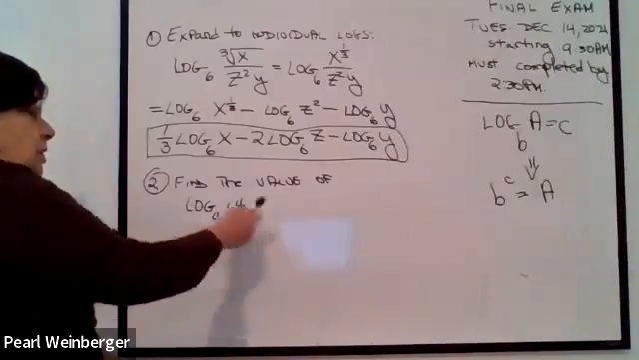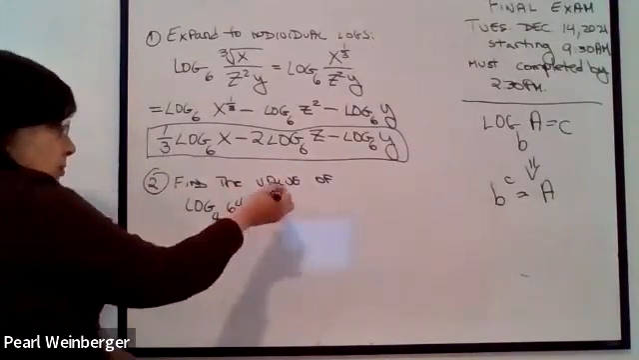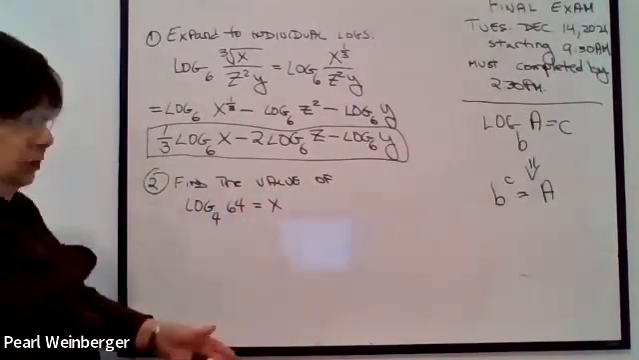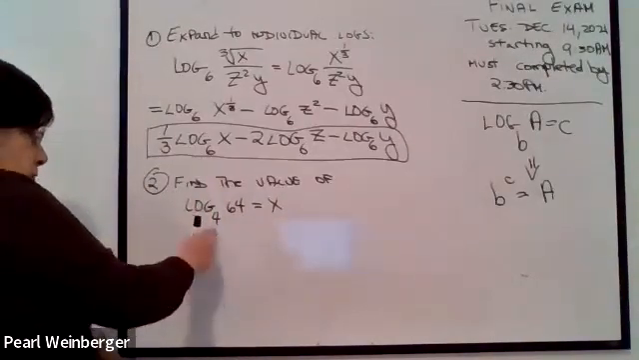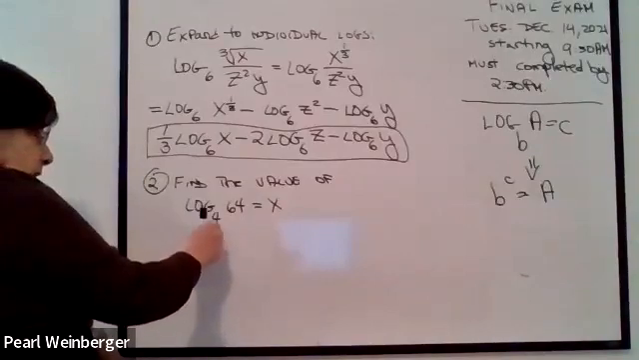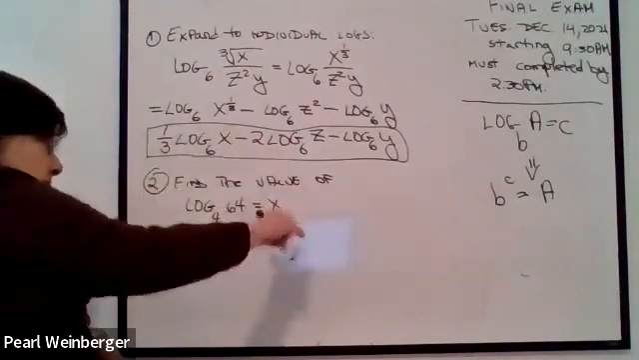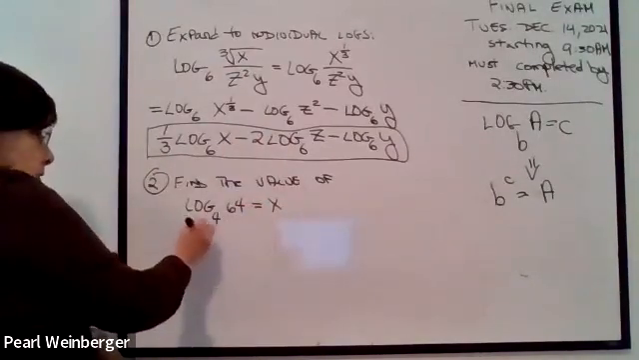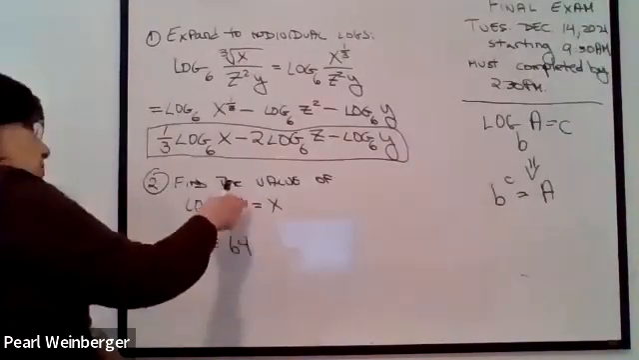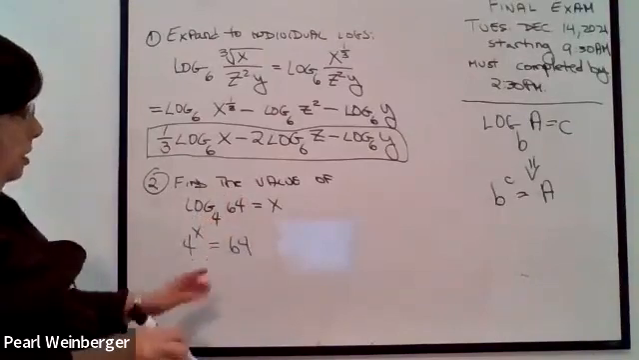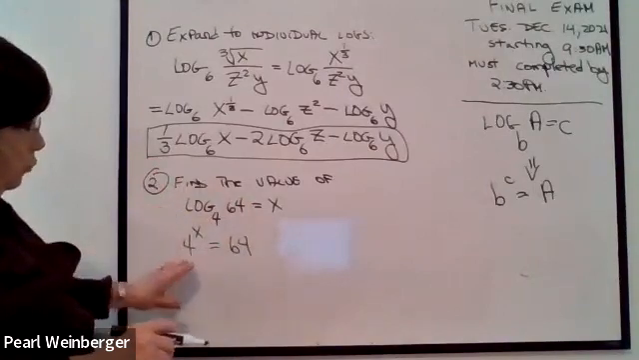Now, in order to write this thing in exponential form, I need this to be equal to something. I don't know what it's equal to, so I'll call it x. And then I can switch it from the log format to the exponential format. The base again here is 4. The exponent is this number on the other side of the equal sign. So it's 4 to the x equals the 64, which is a number that's right next to the word log. We switched this from the log format to the exponential format.